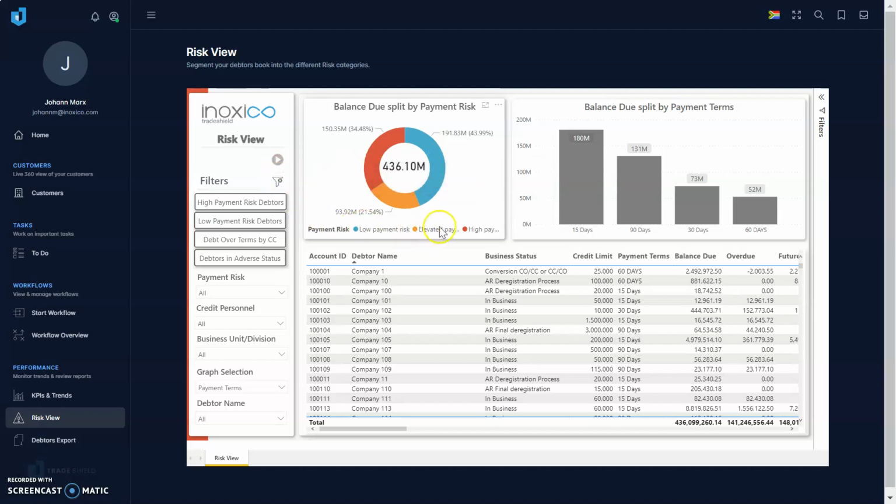But again, this gives you a breakdown of the risk view of your book to give you an indication of where your efforts need to be focused, so that right up front, before the end of the month, you know which debtors are likely to pay you on time, where your efforts need to be focused, so that you can be more effective, collect that cash sooner, have lower cost of sales and funding, and therefore make more profit.